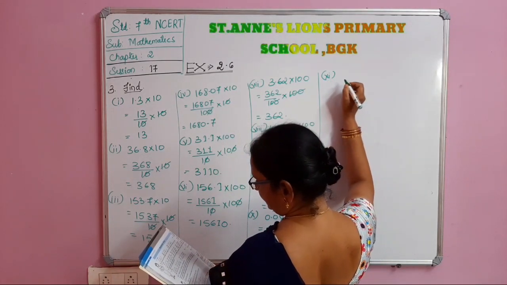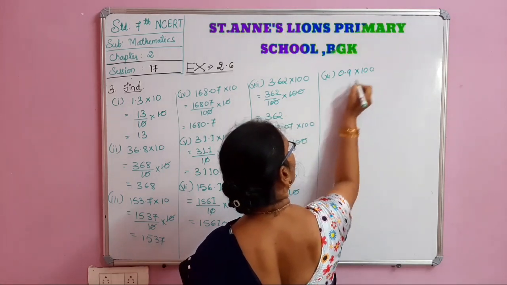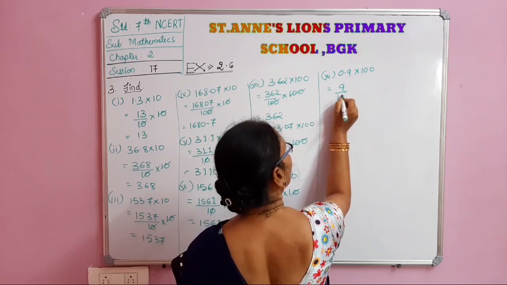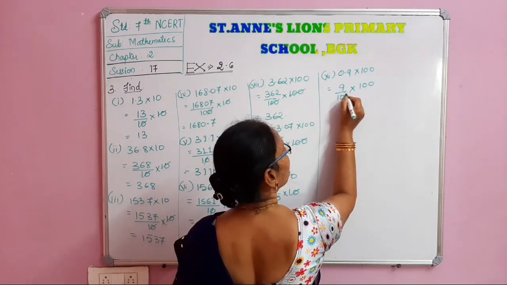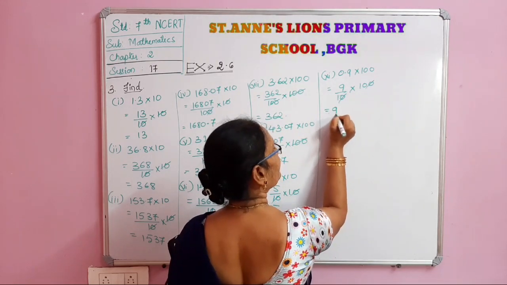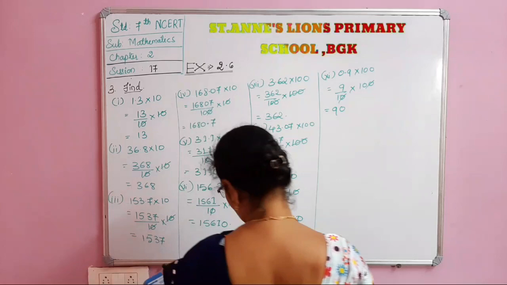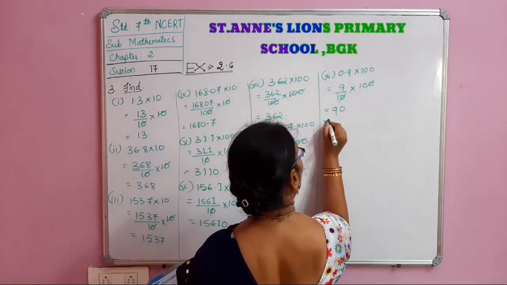That is 0.9 into 100. See here, 0.9 means 9 by 10 into 100. The 10 got cancelled. 9 tens are 90. Answer is 90. Next, the last one, that is the 12th one.